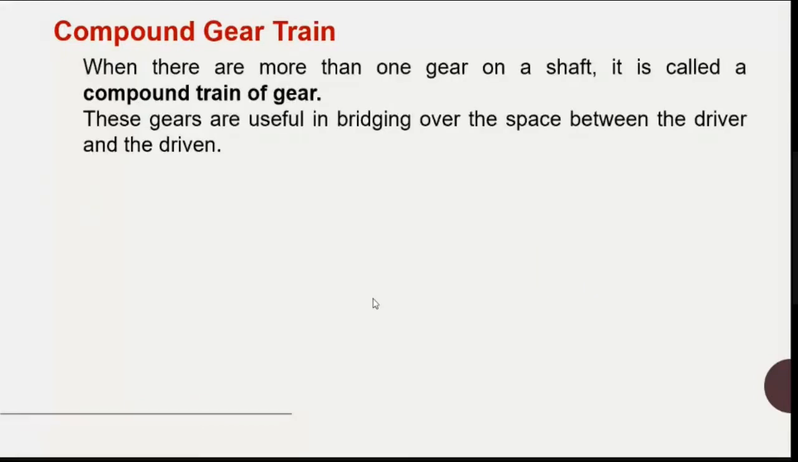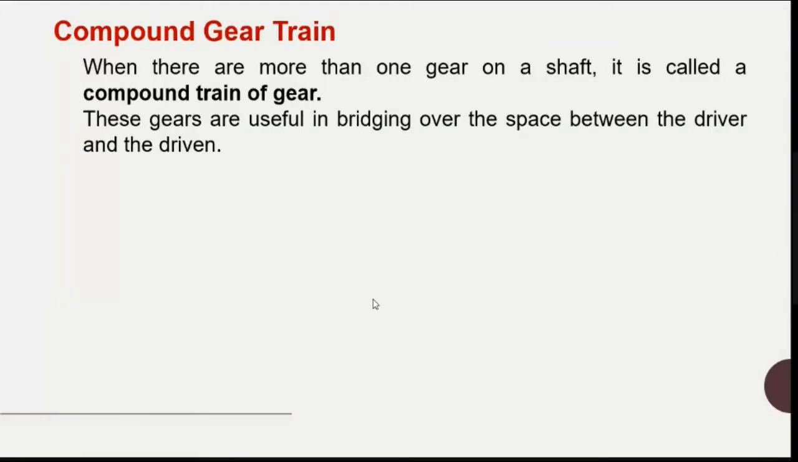Concept, which is compound gear train. So already I told you what is a compound gear train. It is when you have a shaft and more than one gear on a particular shaft, then we call that gear train a compound gear train.